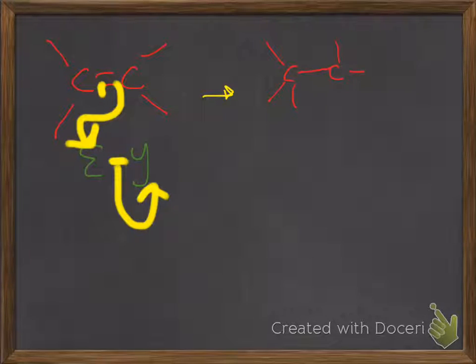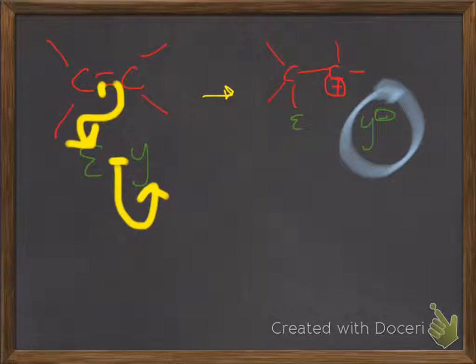Let's see. We have the E. We have the Y, and the Y here is going to be negatively charged. And we have the carbocation. So now what do we have that is going to be able to do the nucleophile and do the attacking? It's the Y portion of the EY.